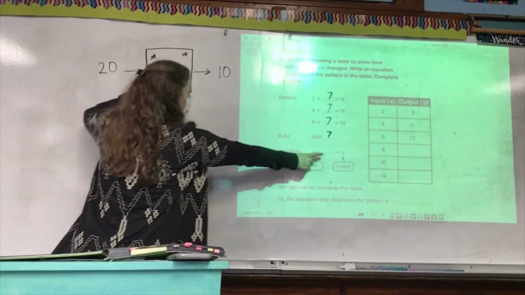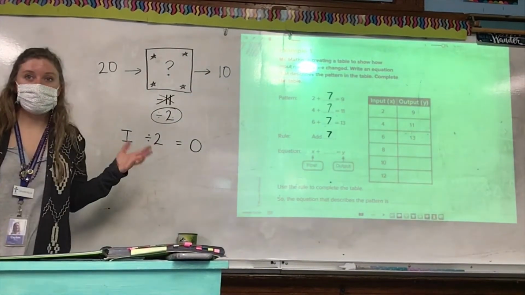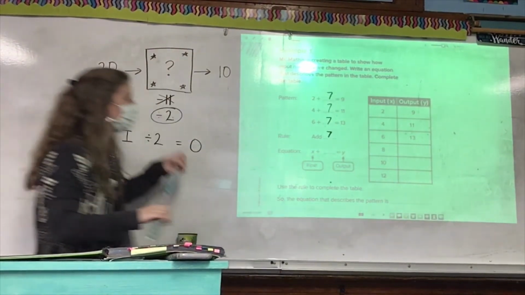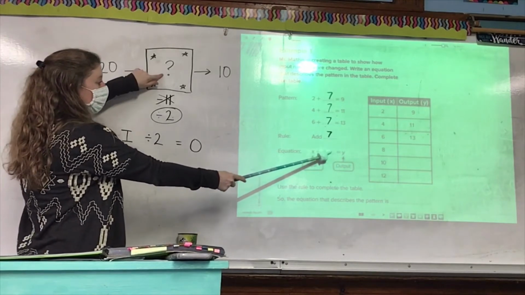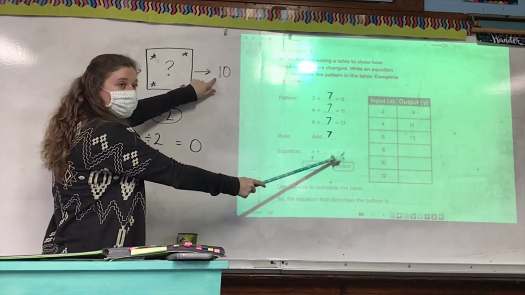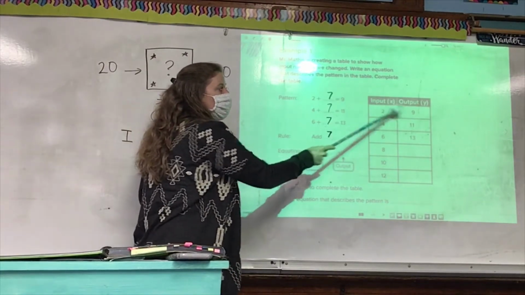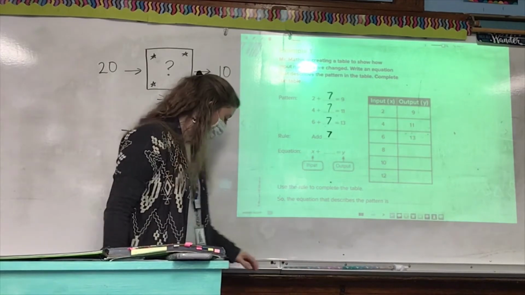Input, rule, output. Does everybody see that? It matches. I'll do it one more time. This time I'll have the pointer so I don't block. Input, rule, output. But instead of having numbers, you're putting whatever variables they give you. So you have to make sure you're using the correct variables in the right place.